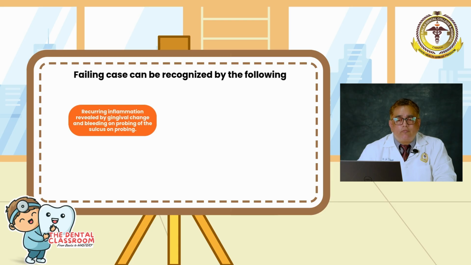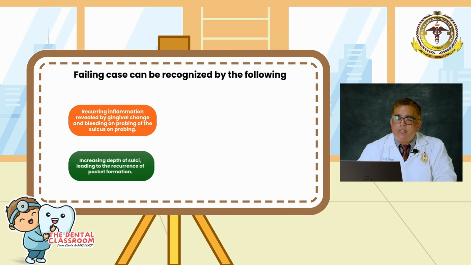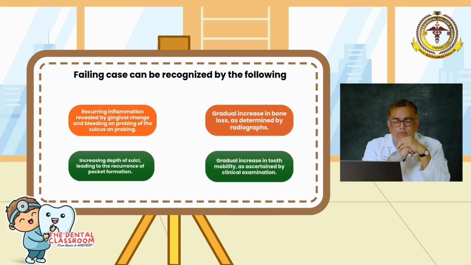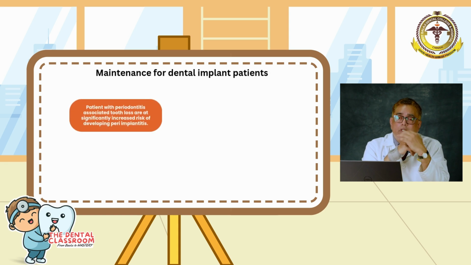So how does it cause? Failing cases can be recognized by what? How can you recognize them? Recurring inflammation revealed by gingival changes and bleeding on probing of the sulcus. Increased depth of the sulci, that leads to what? Recurrence of pocket formation. Then there is gradual increase in bone loss as determined by radiographs. And there's a gradual increase in tooth mobility as ascertained by clinical examination.